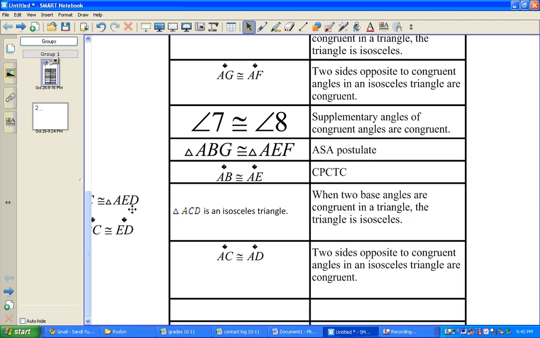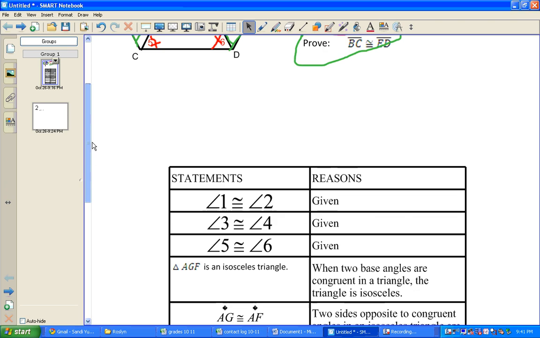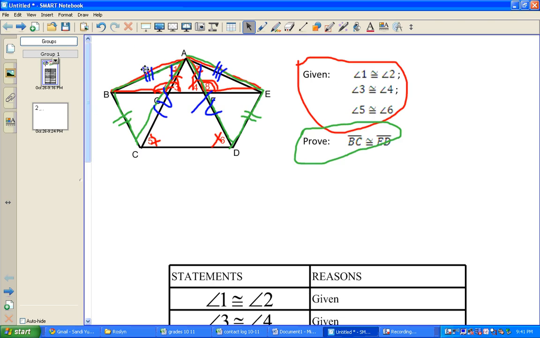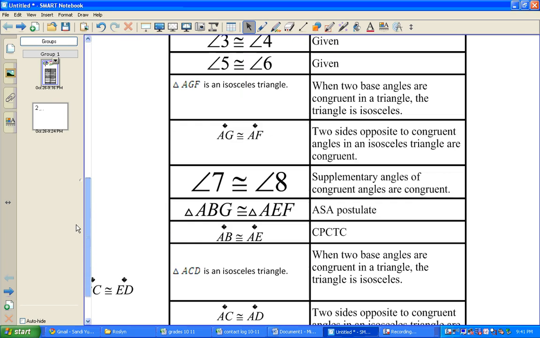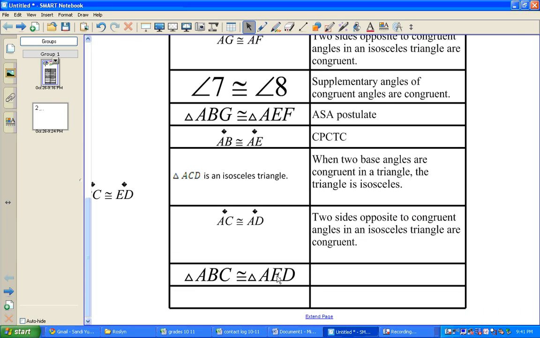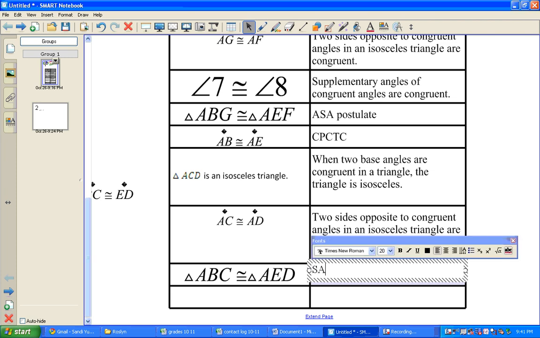Now, after we prove that, we can say triangle ABC must be congruent to triangle AED. ABC, AED. You might wonder, hey, we only proved two conditions right here. But in fact, do you remember angle 1 and angle 2 are congruent from the given? That's why these two triangles must be congruent by SAS.